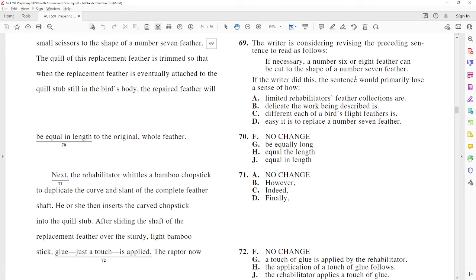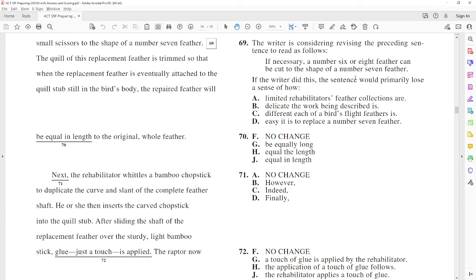So is it right or wrong? The quill of this replacement feather is trimmed so that when the replacement feather is eventually attached to the quill stub still in the bird's body, the repaired feather will be equal in length to. That seems right to me, so I would pick no change. Let's look at the other options.